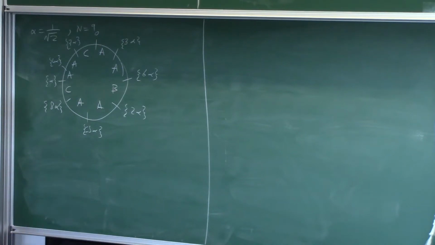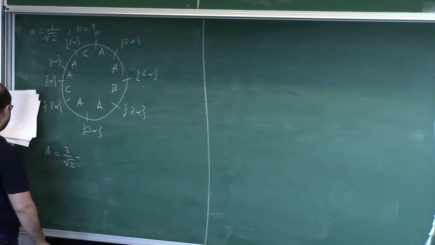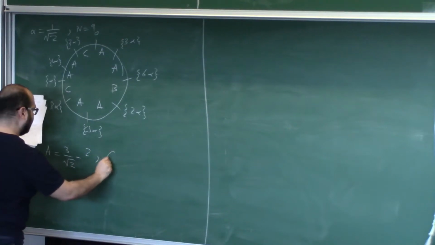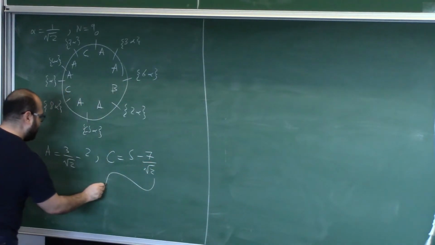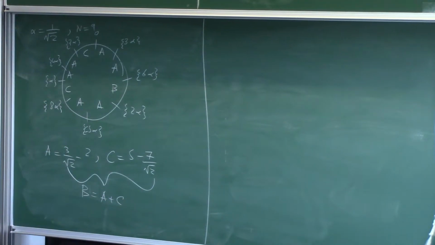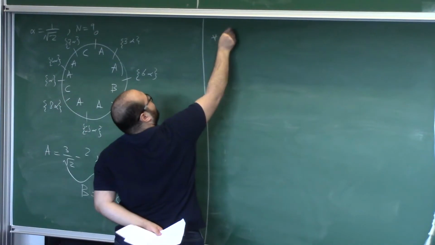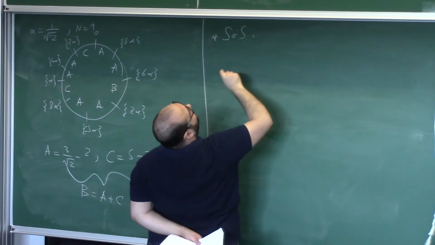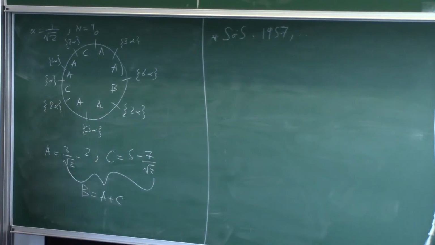And if we get 3 lengths, the same way we see here, one of them has to be the sum of the other 2. So in our case, A equals 3 over square root of 2 minus 2, C is going to be 5 minus 7 square root of 2, and B is going to be equal to A plus C. The theorem, what was the Steinhaus conjecture, has a long list of people who proved it, starting with Schoch in the same year, 1957.